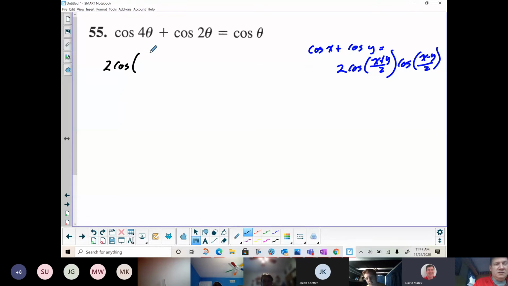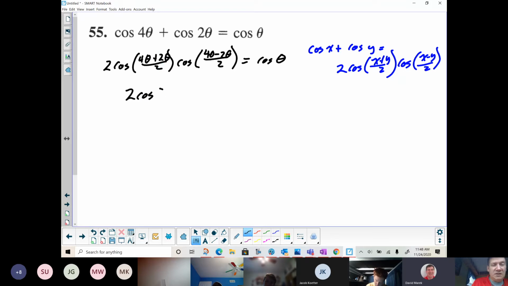So x plus y over 2, so that'll give me 4 theta plus 2 theta over 2. Then multiplied by the cosine, I have to take the difference, 4 theta minus 2 theta divided by 2. Still an equation, still equal to cosine. So 4 plus 2, that'll give me 6 divided by 2, that's 3. So 2 cosine 3 theta times the cosine 4 minus 2, that'll give me 2 theta divided by 2 is 1 theta. Really? This is an improvement here?